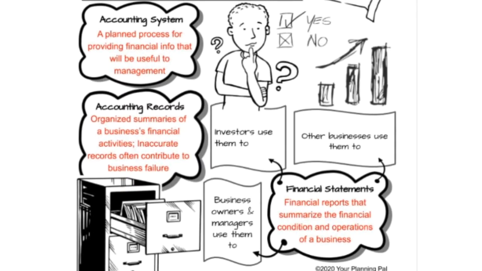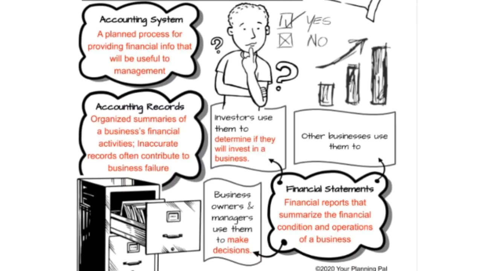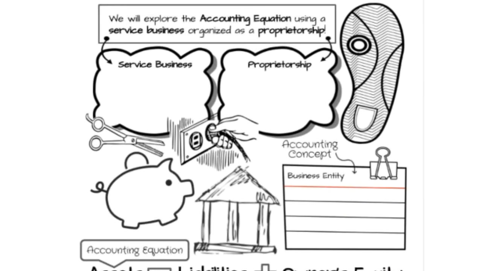Okay, financial statements. These are financial reports that summarize the financial condition and operations of a business. Investors use them to determine if they will invest in a business. Business owners and managers use financial statements to make informed decisions, and other businesses can even use them to determine if they will work with a certain business. So accountants use an accounting system to create accounting records to make financial statements that are used by all these different groups to make informed decisions. Okay, moving on to page 2.